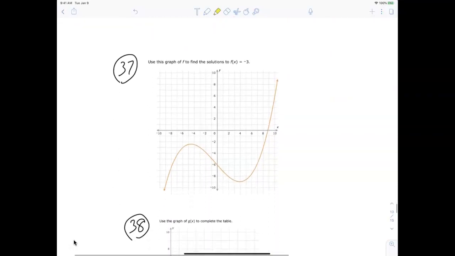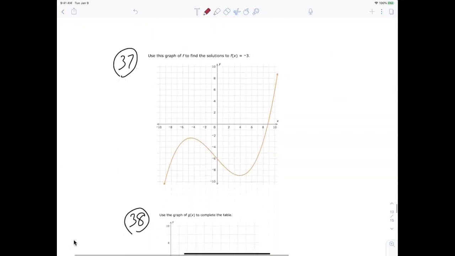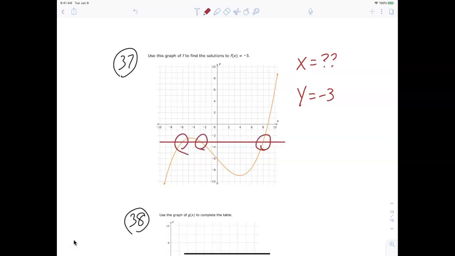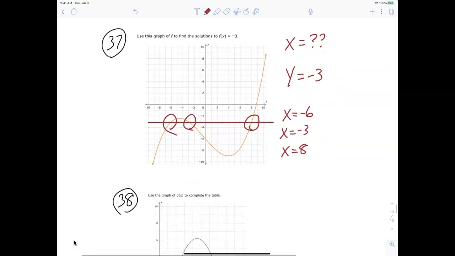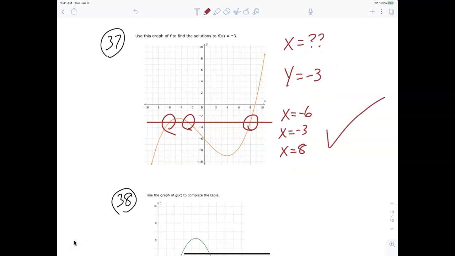Look here, f of -3. So it's saying what x value has a y value of -3. So I go to y equals -3. This one's a really nice problem because there are how many solutions? 1, 2, there are 3 solutions. So when x is -6, the y value is -3. When x is -3, the y value is -3. And when x equals 8, the y value is -3. So please double check yourself on that and make sure you're good.